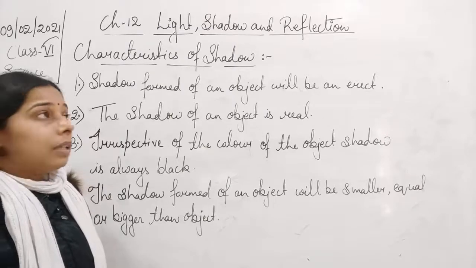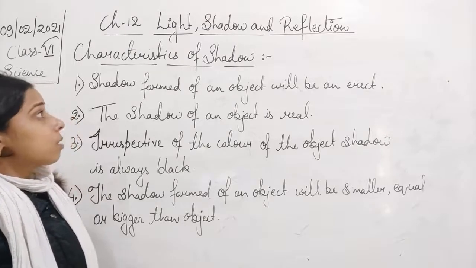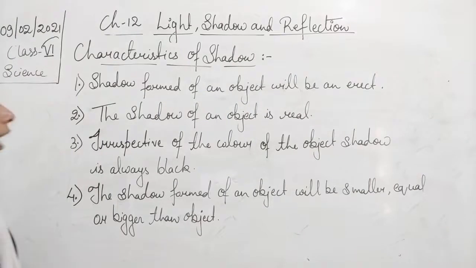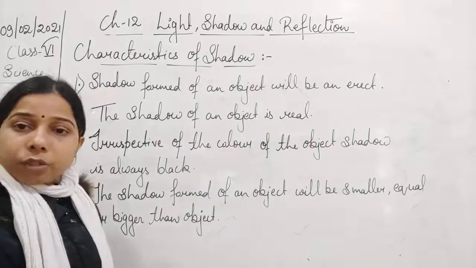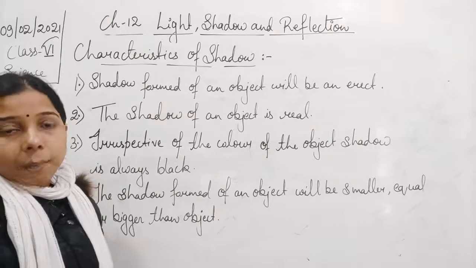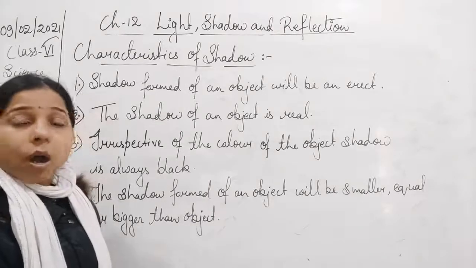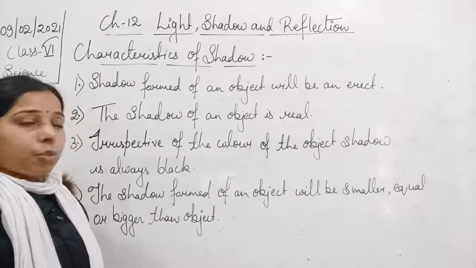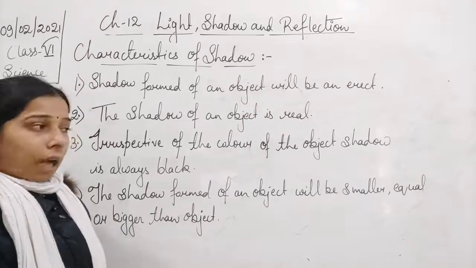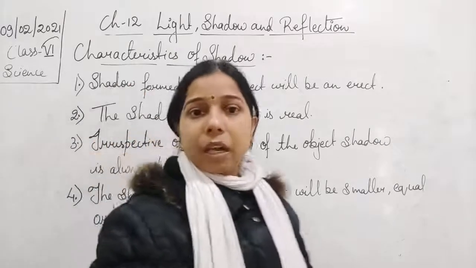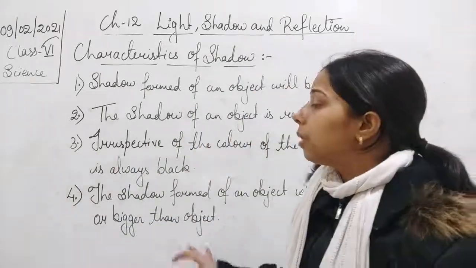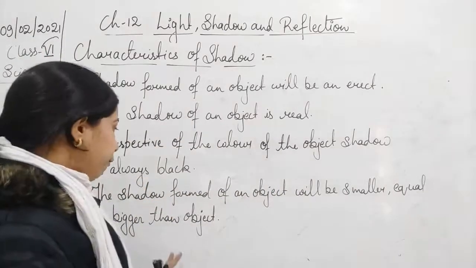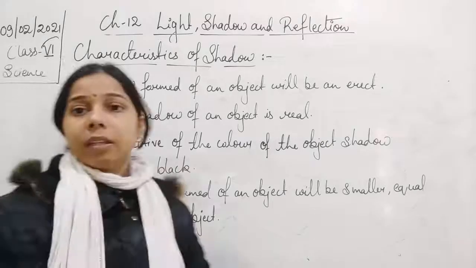So these are some of the characteristics of the shadow, students. We can say that shadow formed of an object will be an erect one, on the same side as that of the object. Since we obtain the shadow on a screen, the shadow formed of an object will be a real one. Then the color of the object doesn't matter, shadow's color will always remain black, and the shadow formed will be smaller, equal, or bigger than the object.